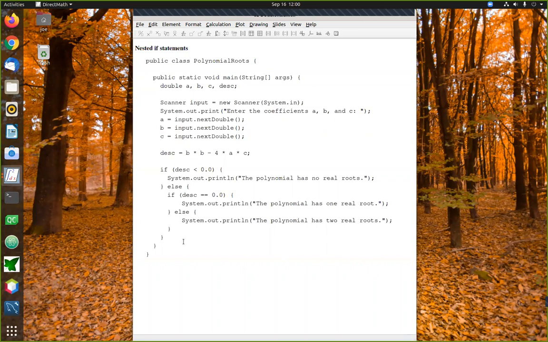All right, so again, let me pause here and ask if anybody has any questions about this example or what's going on here.